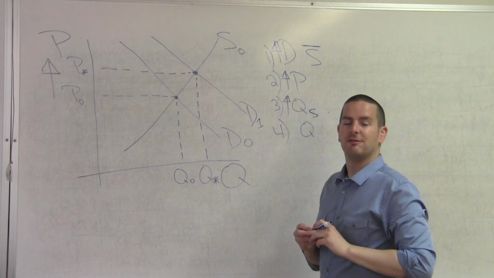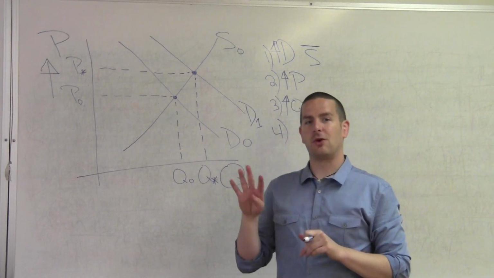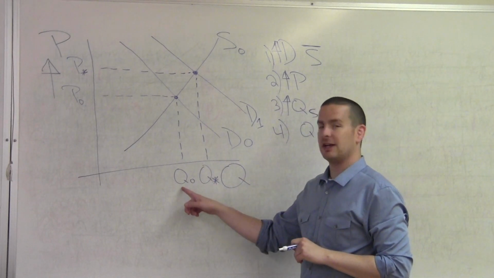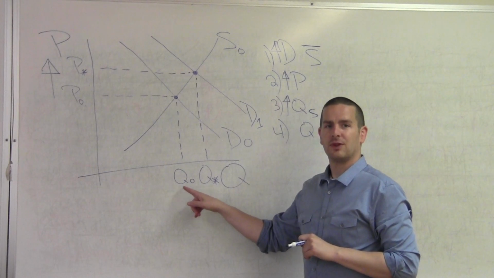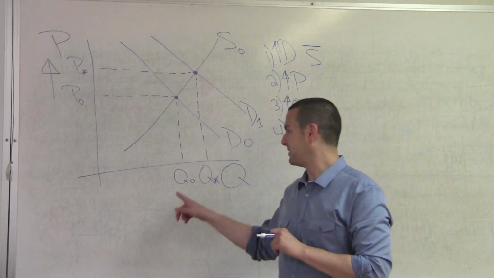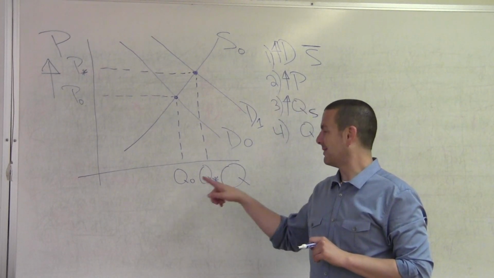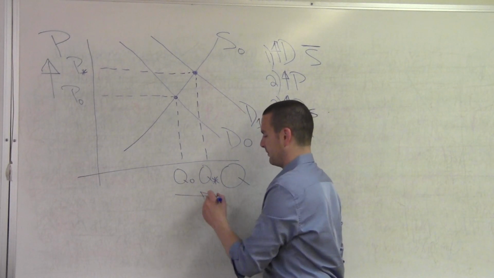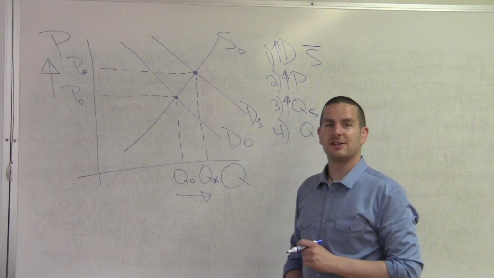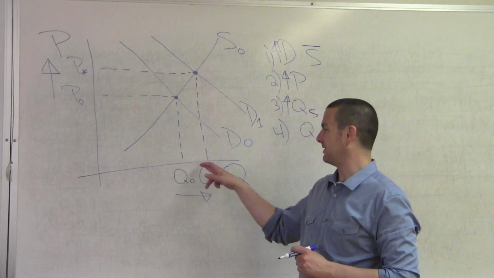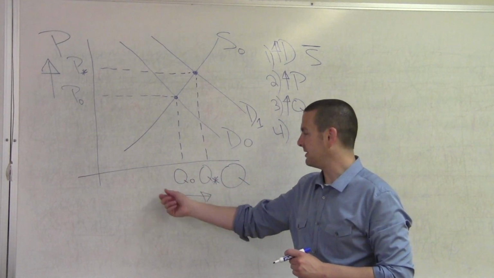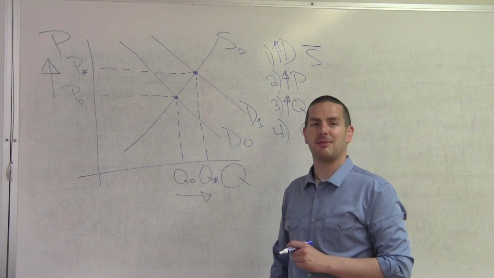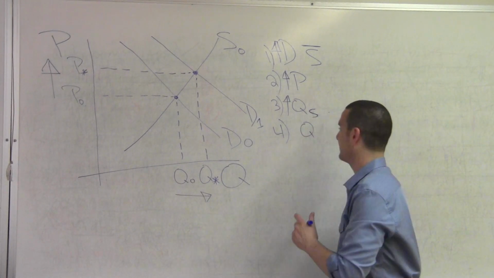Okay? And finally, in step 4, we were here at Q0. Our level of economic output was at Q0. Now it's at Q star. So it went this way. If you're looking at a horizontal axis, this could be a 5, this is a 10, then that means that the overall quantity of economic activity increased.